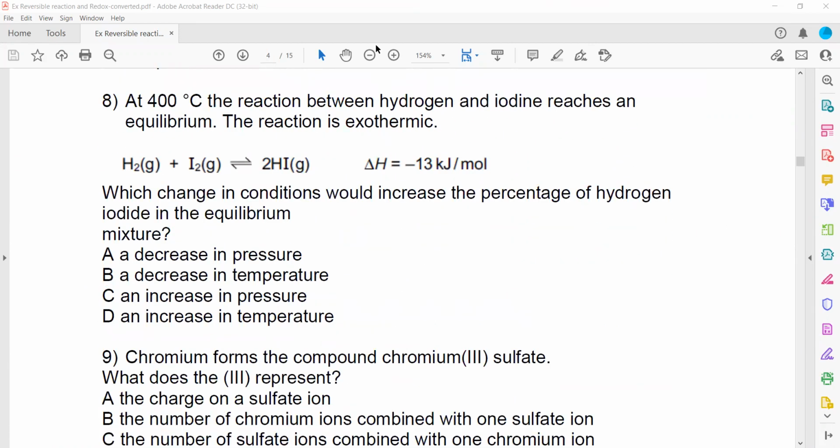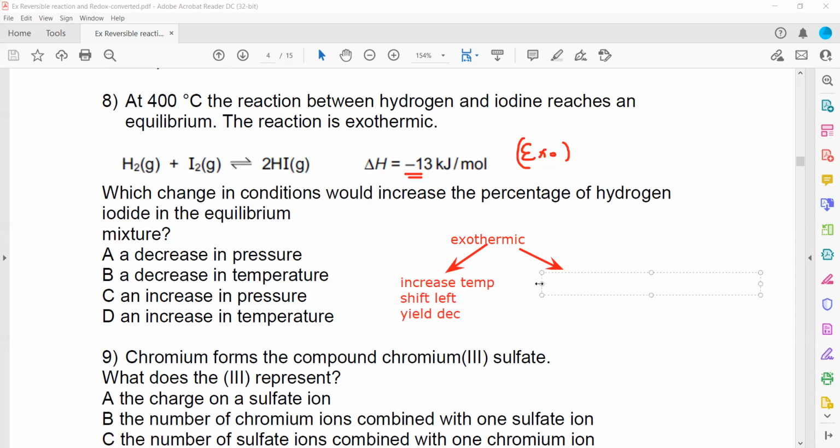In question 8, when you have energy change negative, it means exothermic reaction. And for exothermic reactions, whenever the reversible reaction is exothermic, always remember that if you increase the temperature, equilibrium will shift towards the left hand side, or the yield or the amount of the product will decrease.